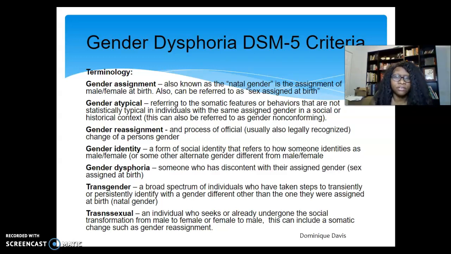Transgender is a broad spectrum of individuals who have taken the steps to either transiently or persistently identify as the opposite gender than the one that they were assigned at birth. So it's a spectrum because some people just want the appearance, some people want everything down to the somatic or genetic features. It really is a spectrum of what makes people comfortable to identify as transgender. Then we have transsexual, an individual who is seeking, or has already undergone, the social transformation from male to female or female to male. This can include gender reassignment.